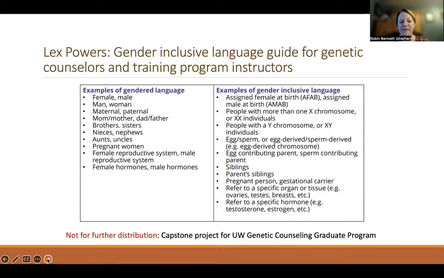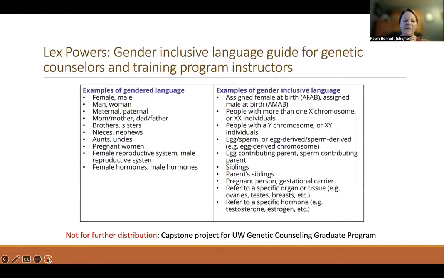And then instead of saying pregnant women, you can say pregnant person or a gestational carrier. And then you can refer to specific organs, such as saying a person with ovaries, a person with testes, a person with breasts. And so, for example, when I'm talking about risk for cancer, instead of saying a risk for cancer in women, I can say a risk for cancer in people with breasts.